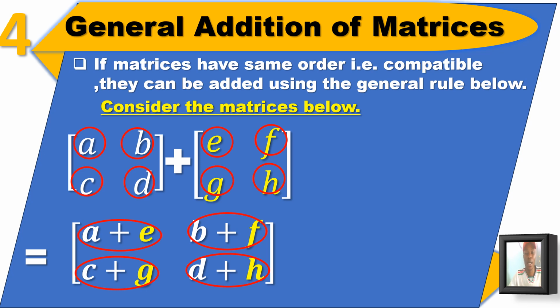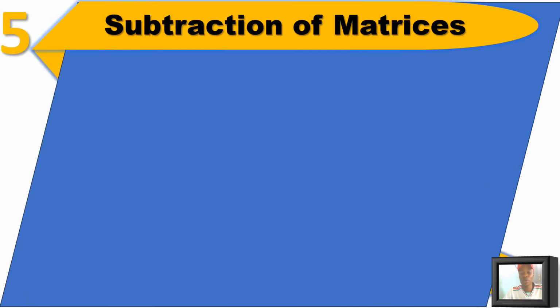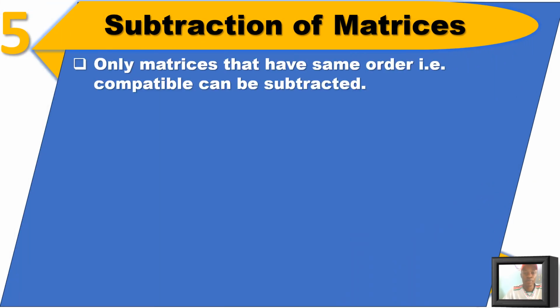Lastly, I dive into the subtraction of matrices. Also, only matrices that have the same order can be subtracted, the ones that are compatible. You can't subtract matrices that are incompatible. If you can, then actually you go to the Guinness Book of Records, for having done the impossible.